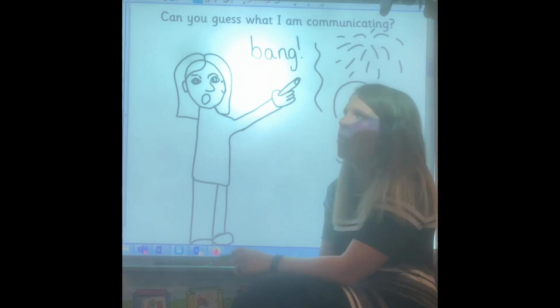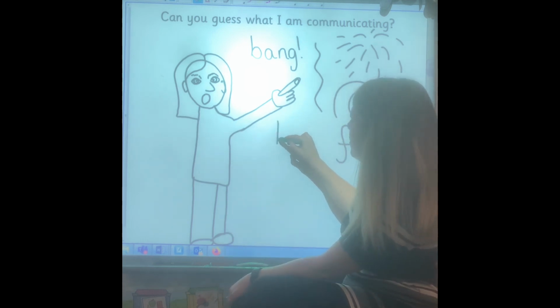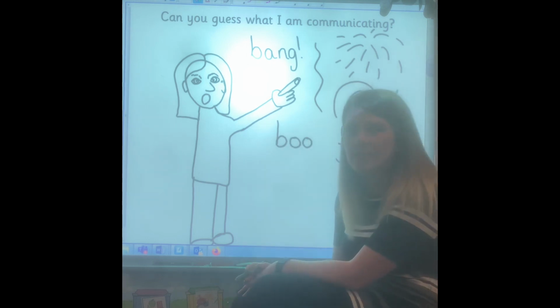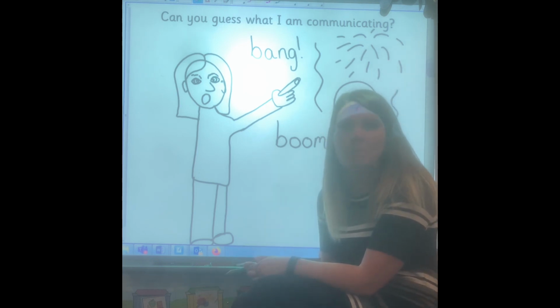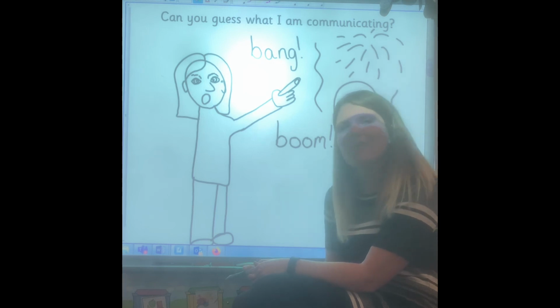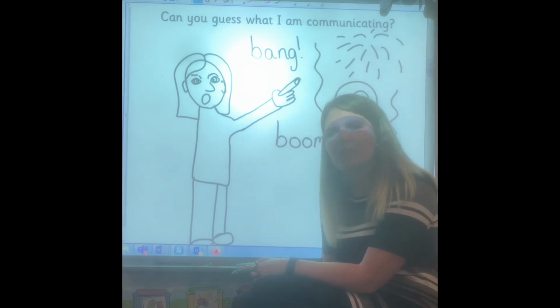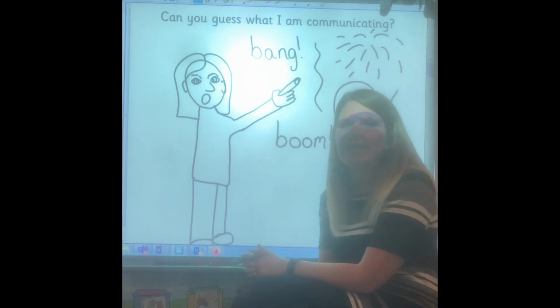Bang. Or I wonder if you might write this word too. B, oo. We wrote that for Halloween, didn't we? But I'm going to add an m at the end. So it says boom. So have a go at drawing your very own fireworks picture and see if you can maybe add in some words too.